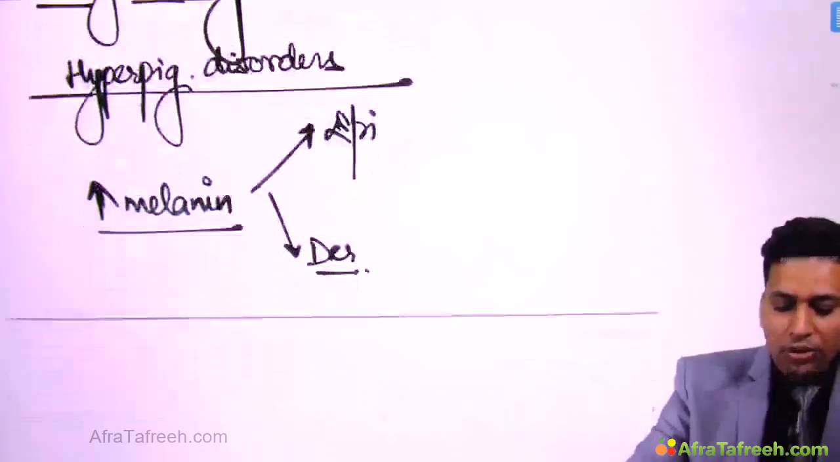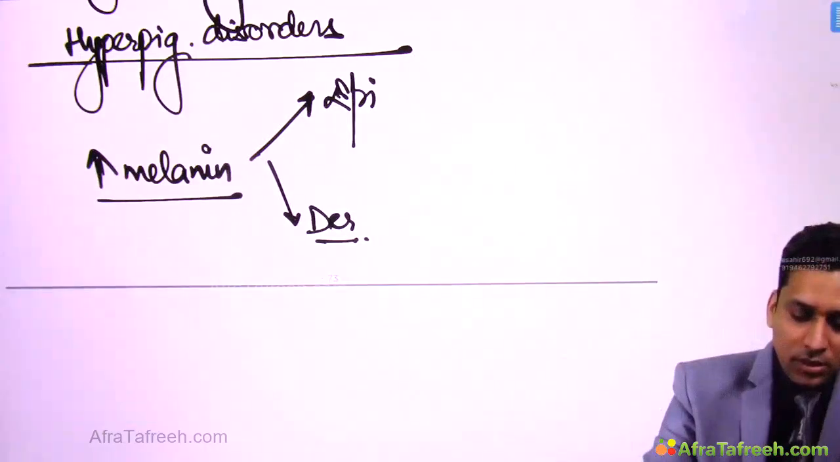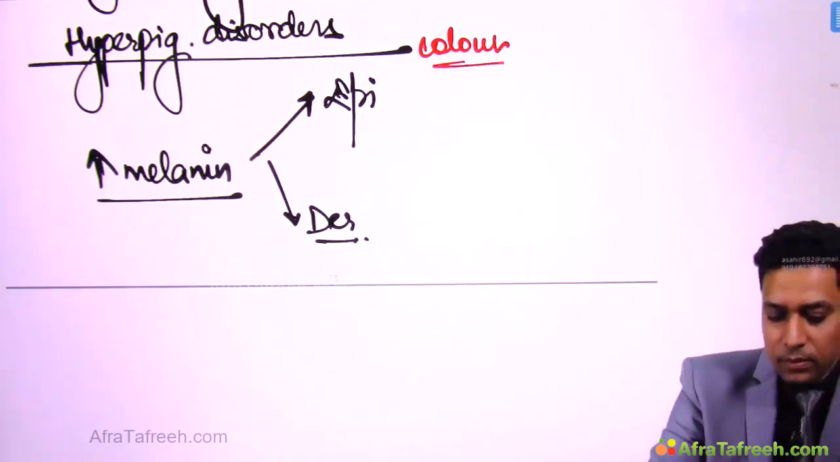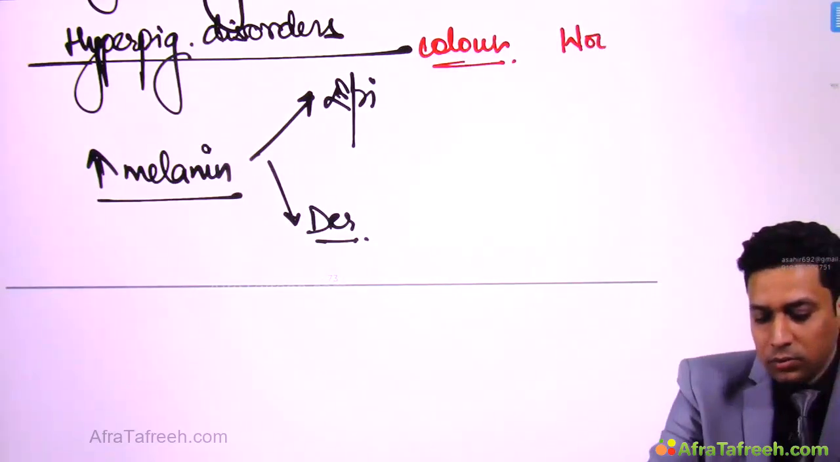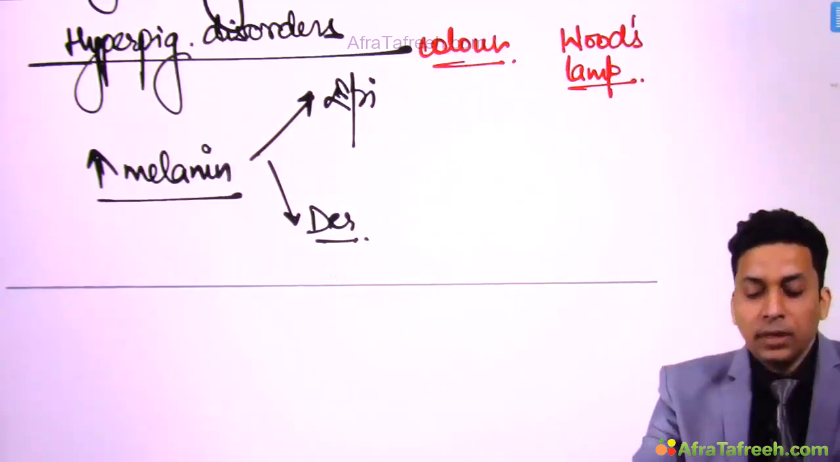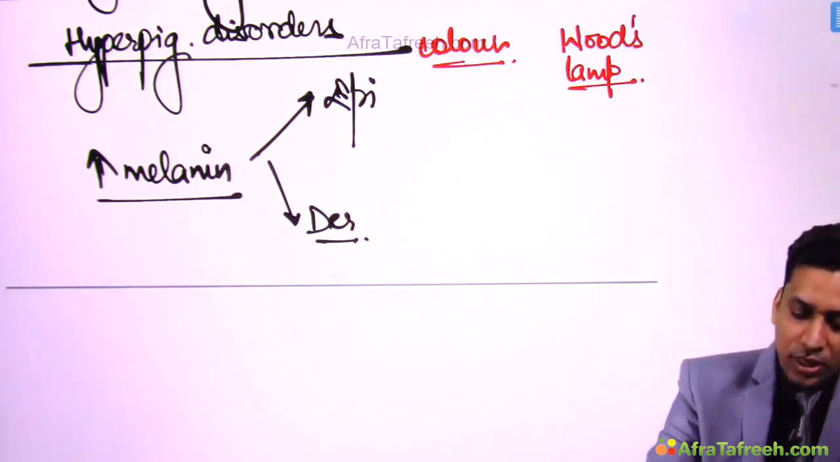Now, how are you going to differentiate whether this melanin is present in the epidermis or dermis? Simply look at the color of the lesion. And second, you can also do Wood's lamp examination. Just now I will tell you what is Wood's lamp, but for now just remember that you can differentiate with the help of Wood's lamp also.